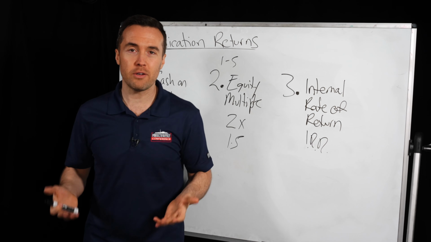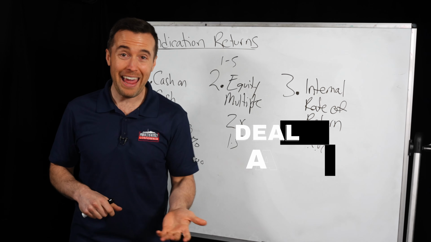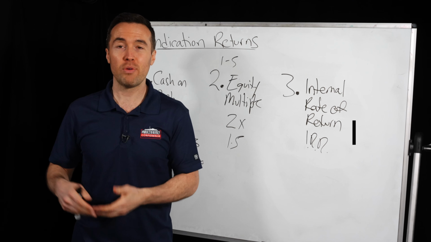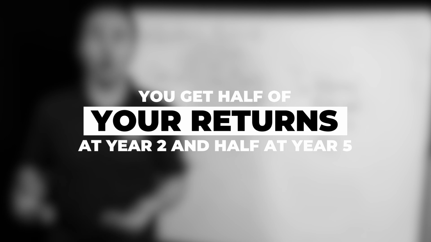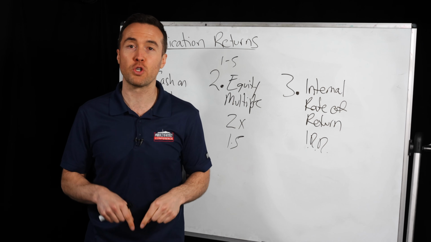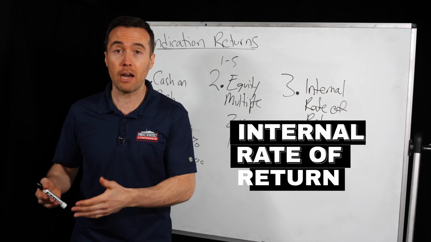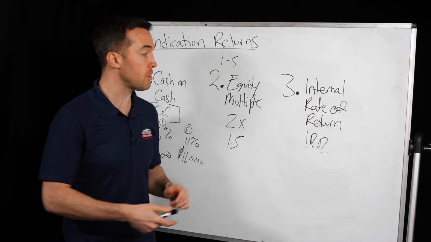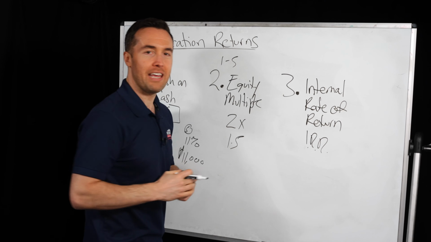Let's say you have two deals you're looking at. Everything's the same except when you get your money back. With deal A, you get all of your returns at the end of the deal in year 5. With deal B, you get half of your returns back in year 2 and the other half in year 5. Which deal is more valuable? Well, deal B is, because you have more valuable dollars going into your pocket sooner. So how does that affect the IRR? Well, the IRR is going to be a lot higher for deal B because you have more valuable dollars coming back to you. Similar to the equity multiple, the IRR is looking at the deal as a whole.